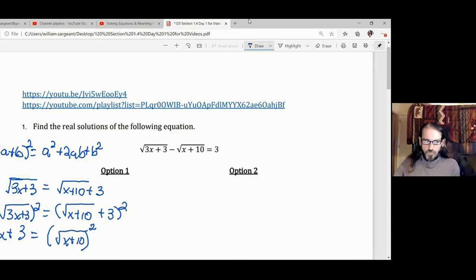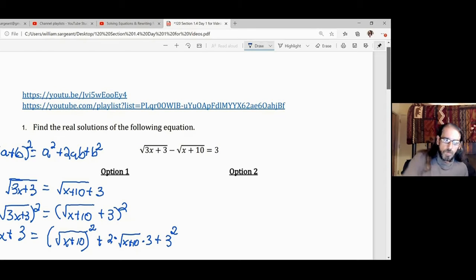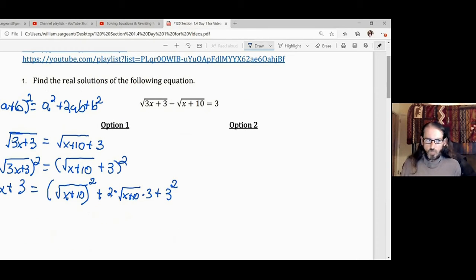Take b to be 3. So in the middle, we're going to have 2 times square root of x plus 10 times the 3 outside it. And then we've got the b, or the 3, being squared. Again, the squaring of the square root of x plus 10 is going to cancel out the square roots. The order of the multiplication doesn't matter, so I'll put the 2 times 3 together in front of x plus 10's under the square root.